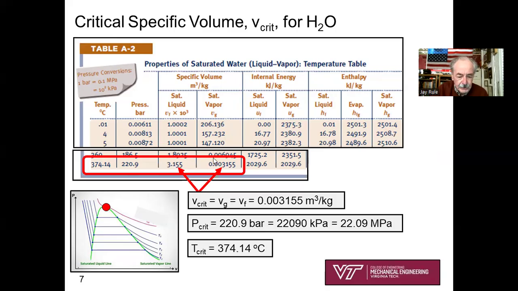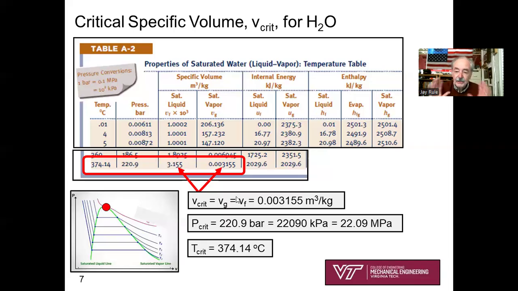Do you see that these two numbers are numerically identical? Wow, they don't look identical. Oh yeah, they are, because of this pesky 10 to the cubed in the column heading. So 3.155 times 10 to the minus 3, of course, is exactly equal to 0.003155. So I'm going to write down that the critical specific volume, little v crit, equals Vg, and it also equals V sub F.